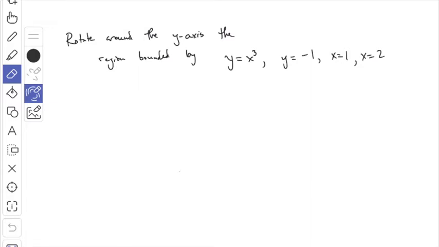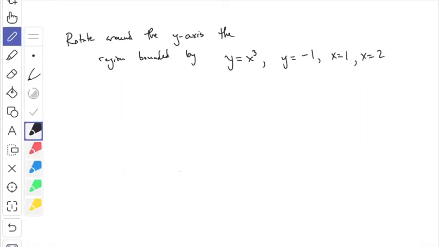Okay, let's do it. It would be a good idea, first of all, when beginning any one of these problems, to start off by drawing the picture as best as you can. Now, this is y equals x cubed. I hope you know what that looks like. So my curve is y equals x cubed, which looks like this, right?